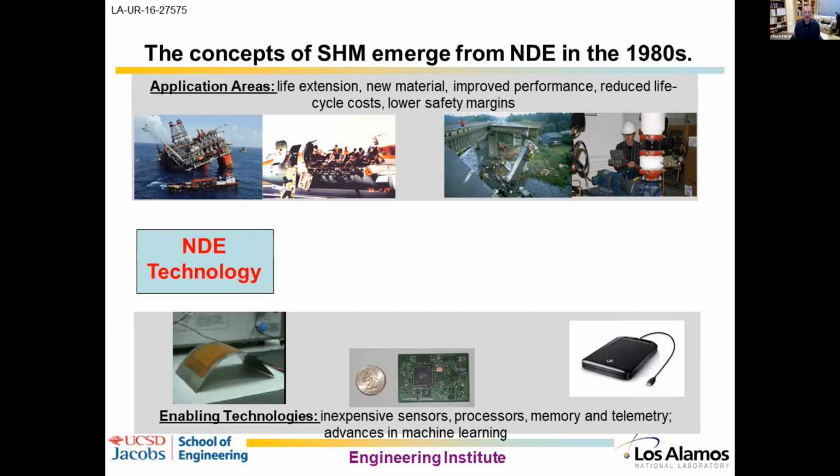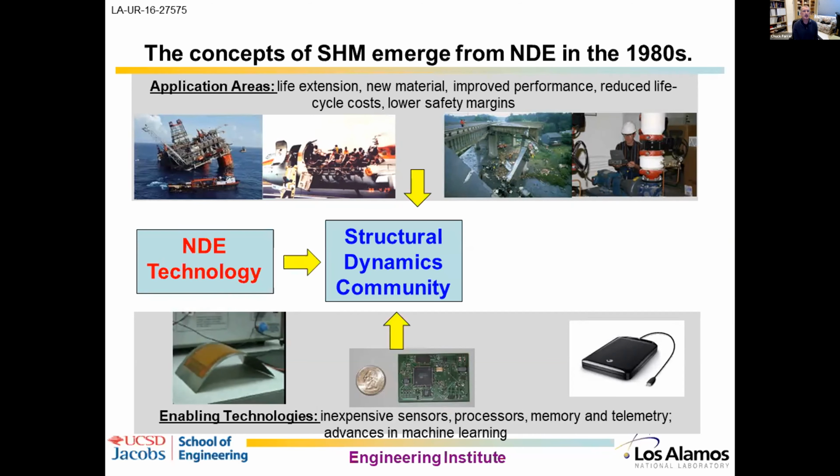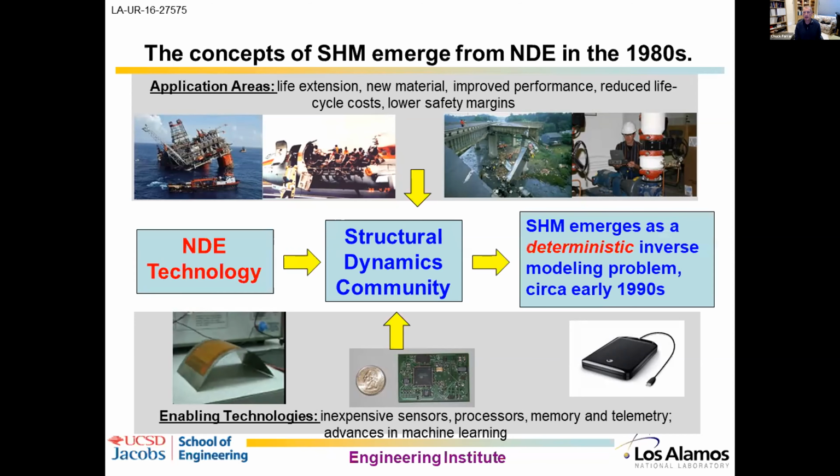You also have some new technology emerging, which is inexpensive sensing, processing, memory, and telemetry, and advances in machine learning. So you have this pull, and you have a push with this new technology. About this time in the 1980s, the structural dynamics community gets involved with this. And what emerges in the first incarnation of structural health monitoring is deterministic inverse modeling approaches to the problem.